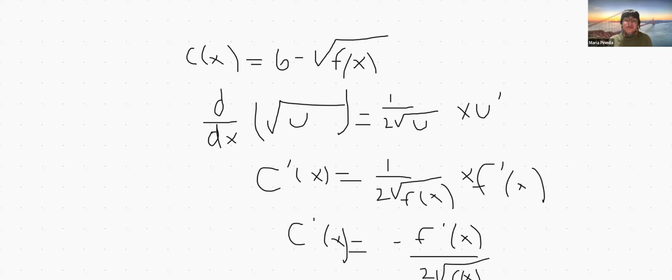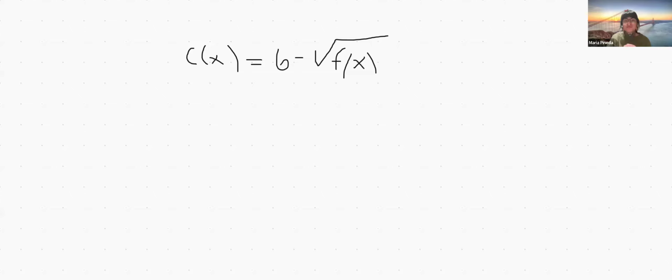The negative sign shows that the f prime of x is a positive. I also forgot to mention that the cost is also decreasing because of the square root.